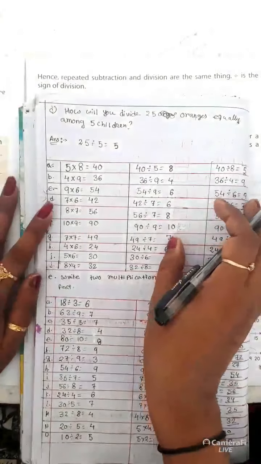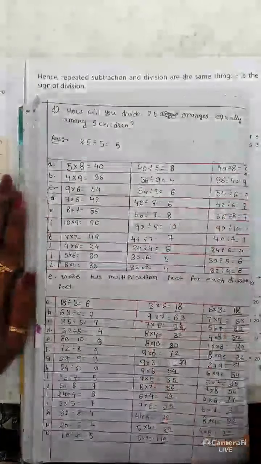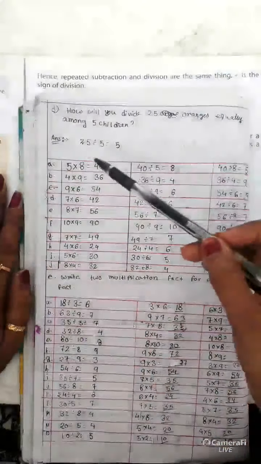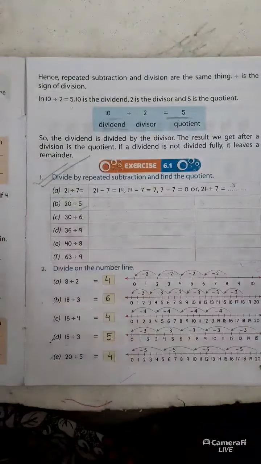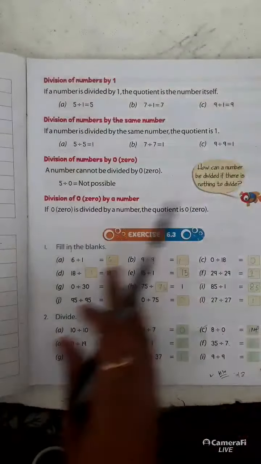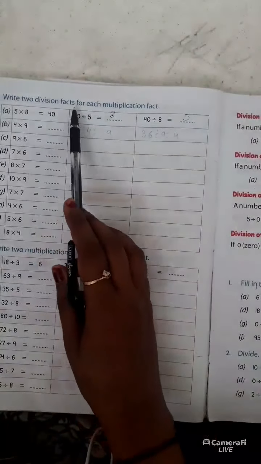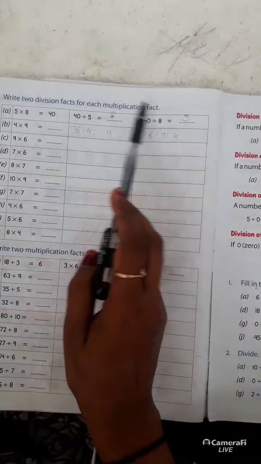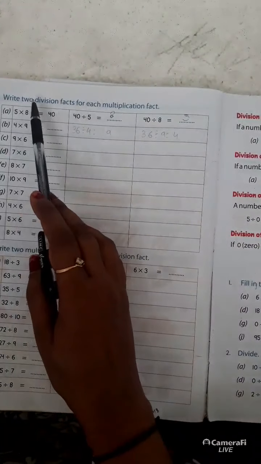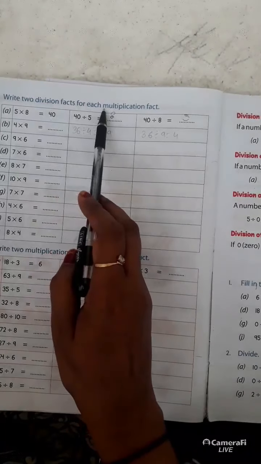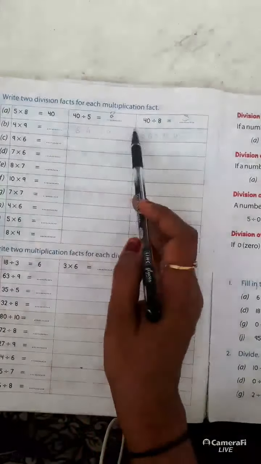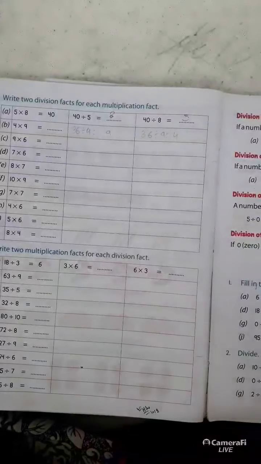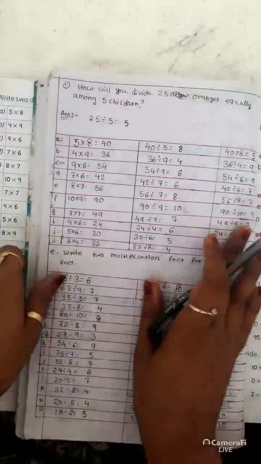Now, how will you divide 25 oranges equally among 5 children? It's very easy. 25 divided by 5. Now, one exercise is there where you have to take out the division fact with the multiplication fact. You need to write 2 division facts for each multiplication fact. Multiplication fact is there and you need to write the division fact. So, for that I have written also in my copy.